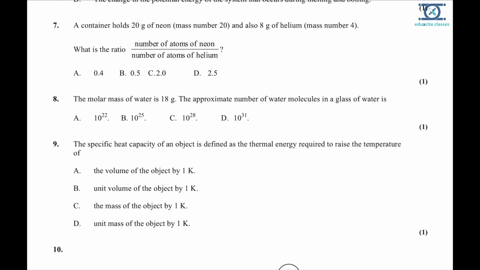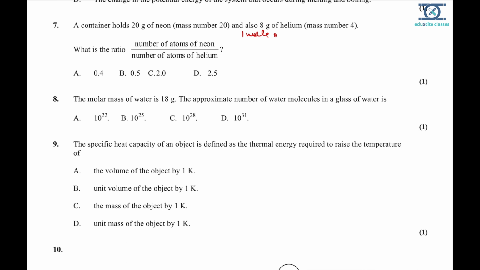A container holds 20 gram of neon and 8 gram of helium. The mass numbers are given. The question asks you the number of atoms. So guys, please remember how we calculate the number of atoms.